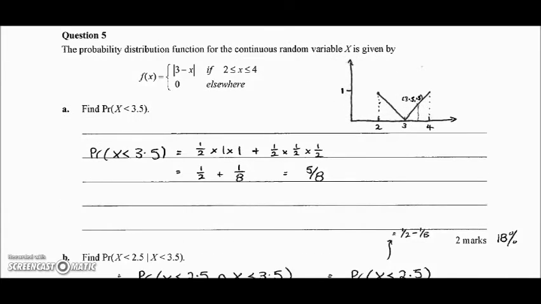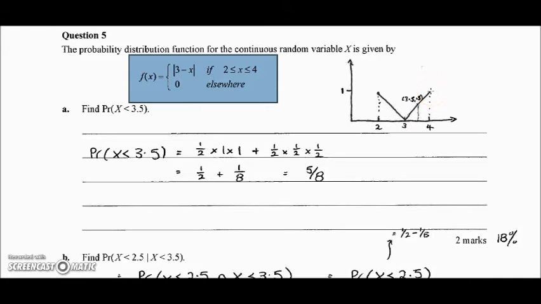Okay, question 5. You've got a probability distribution function, or PDF, that is defined by this, which is a modulus function. Now, easiest way to go about these is to sketch it. So the modulus of 3 minus x just looks like this. And even if you weren't sure what it looks like, you could have just subbed in 2, subbed in 3, and subbed in 4, and you would have had your graph looking like that.